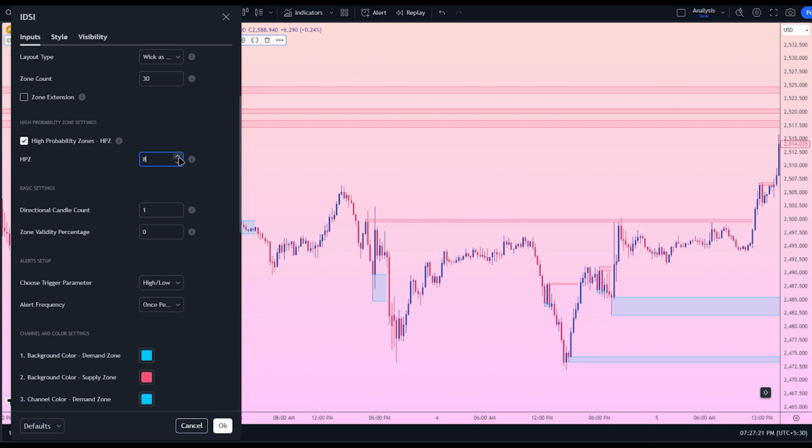I recommend keeping this option enabled and experimenting with the settings, aiming for a range between 6 and 10 to match your trading style. Next, in the basic settings, there are 2 options: directional candle count and zone validity percentage. Let's break these down.